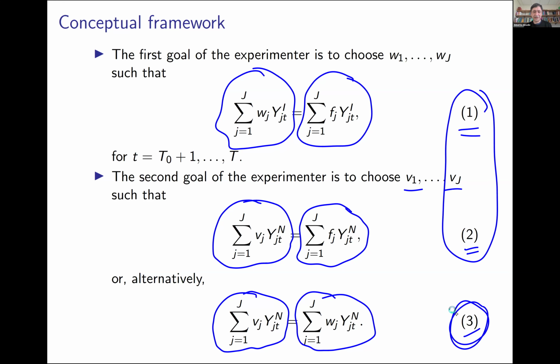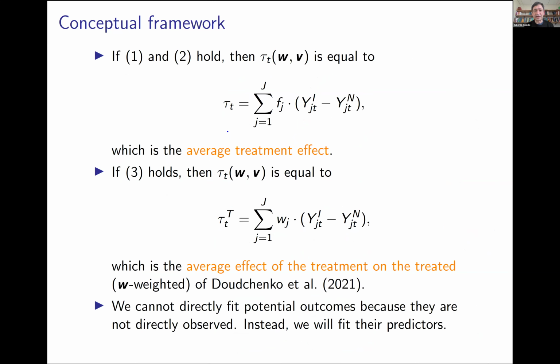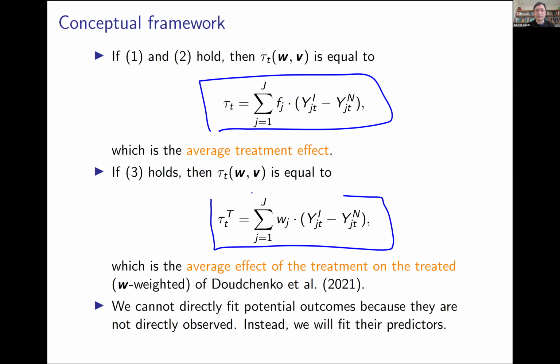Okay, why? Because if we have 1 and 2, an experimenter could operate in this way, and the estimate will be exactly the same as the average effect of the treatment in the population. And if you cannot do 1 and 2, but you can do 3, then you will get the average effect of the treatment on the treated, W weighted. That is the parameter that is studied in the paper by Dotchenko and co-authors.